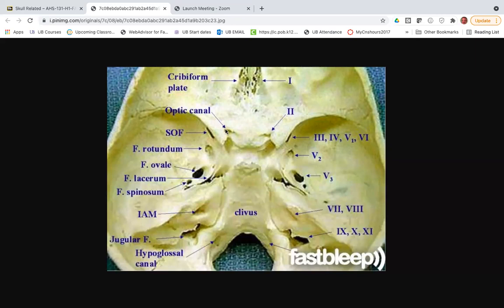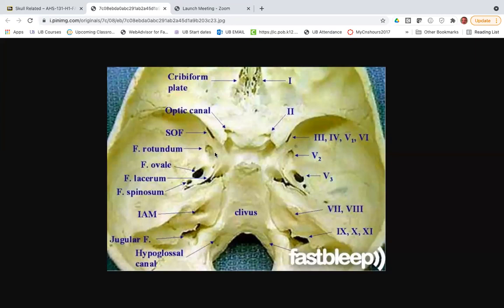Here's the optic canal. This is the sella turcica, or the hypophyseal fossa, where the pituitary gland is, and right in front of it is the optic canal. These are the two holes where the optic nerve travels through, cranial nerve number 2.